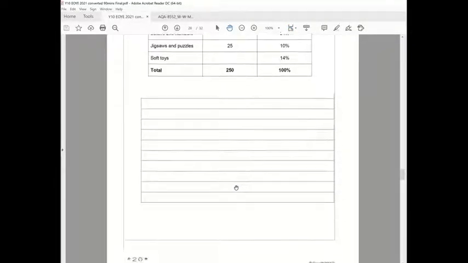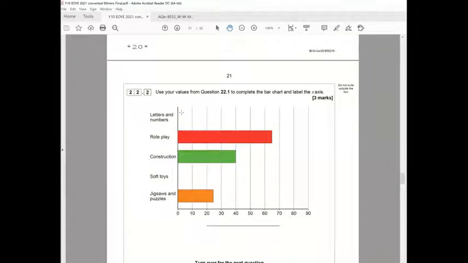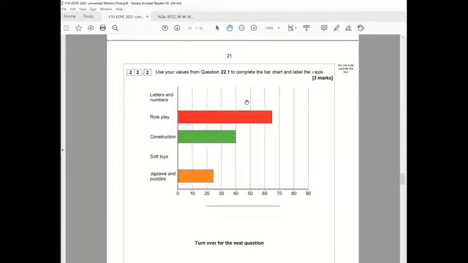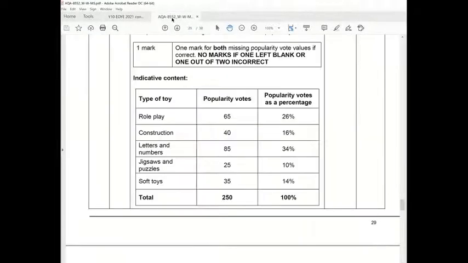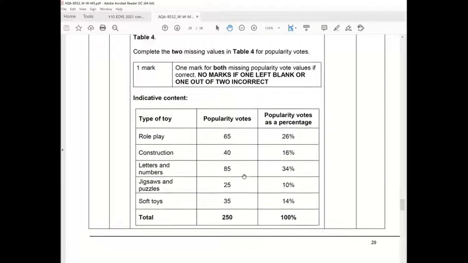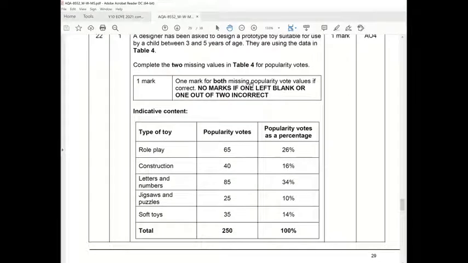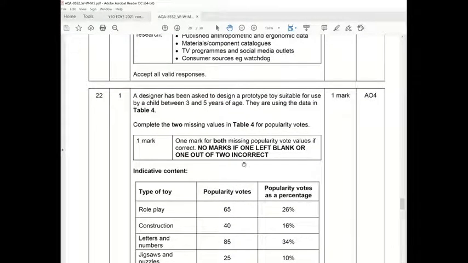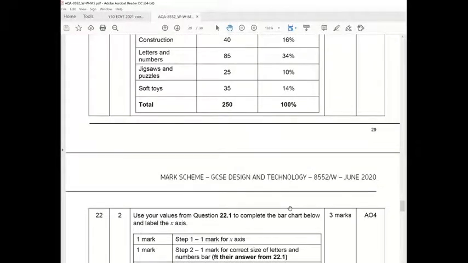Everyone got that right. So, just so you're completely clear on this, you've got to put the 85 in there and the 35 in there as a bar graph, if that's the correct bar chart, sorry. And what it is called at the bottom here, or the x-axis, represents popularity of votes.